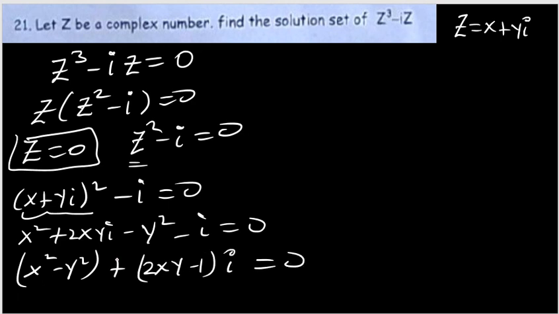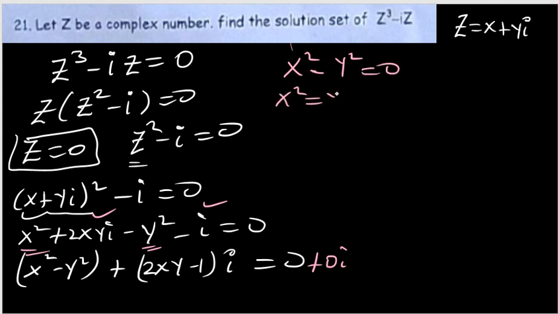As you see here, the real parts are only these two, and the imaginary parts are these two together. The coefficient here is 1, that's why 2xy minus 1. So I have two equations now. This sum is equal to 0, meaning 0 plus 0i. So x square minus y square is equal to 0. From this we can say x square is equal to y square, keep it. The other part, 2xy minus 1 is equal to 0.